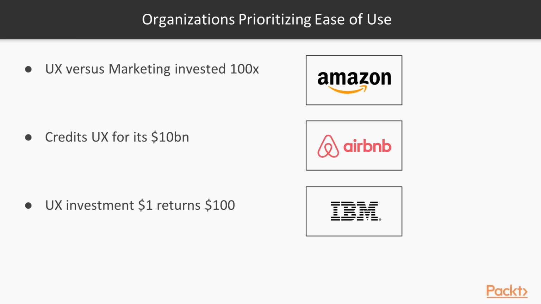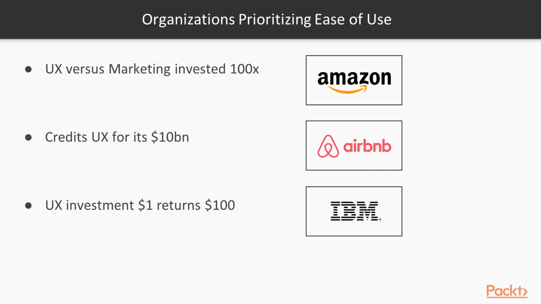Let's have another look at other companies that recognize the importance and have started to prioritize ease of use. We have Amazon, Airbnb, and IBM. When starting out, the Amazon owner was asked how they got started and how much marketing they invested in. The reply was that they invested 100 times more into the user experience of the platform, the ease of use of the Amazon checkout, for example. And that has now made it one of the industry leaders for e-commerce.